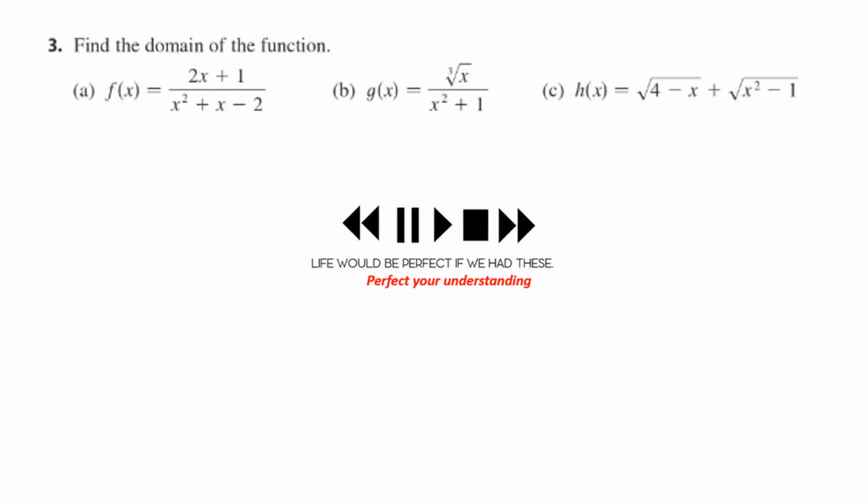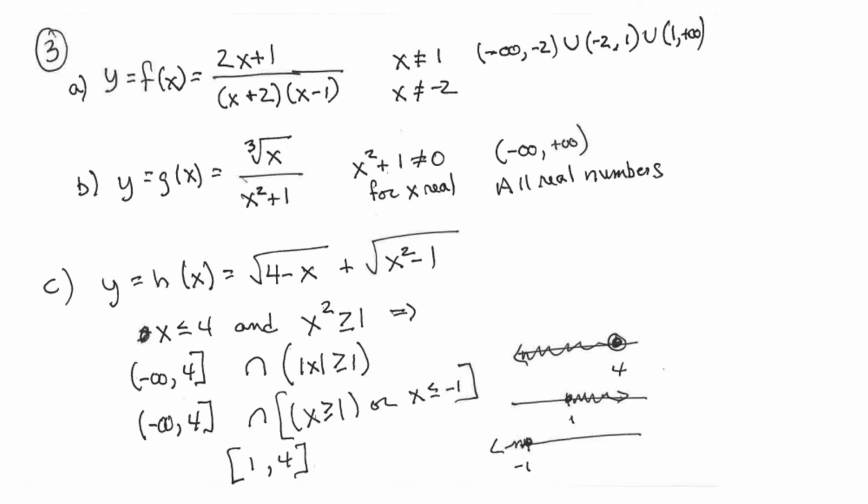And let's see how you did. Well, you can't have a 0 in the denominator. So that means x can't be 1, else this would be 0, and x can't be minus 2, else this would be 0. So those are the only two values that you can't have, and so that means it's all real numbers except for those, and that would be from minus infinity to minus 2, union from minus 2 to 1, union from 1 to infinity.